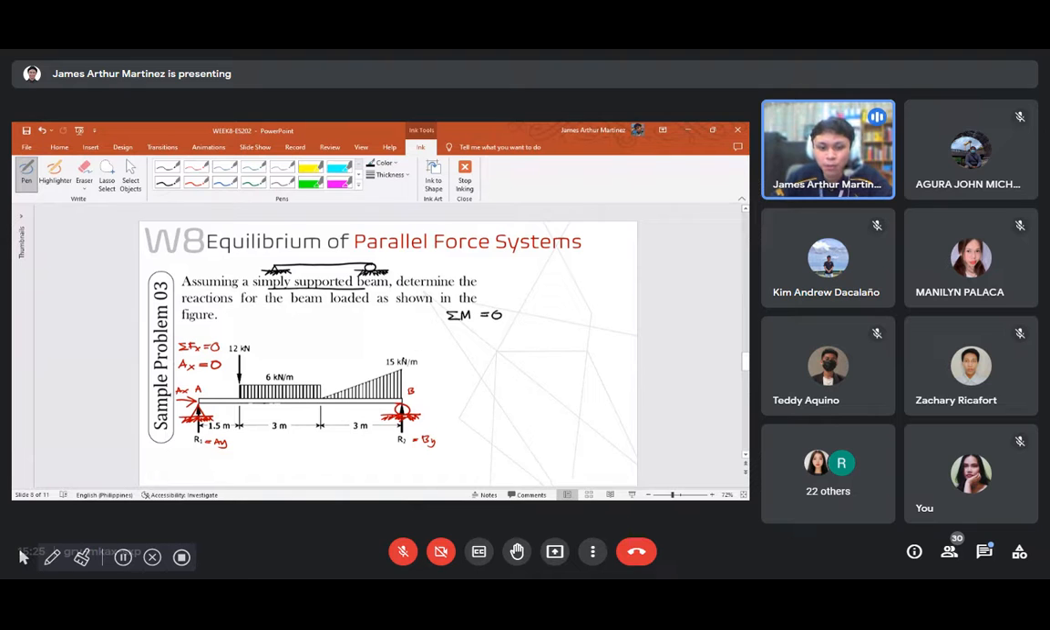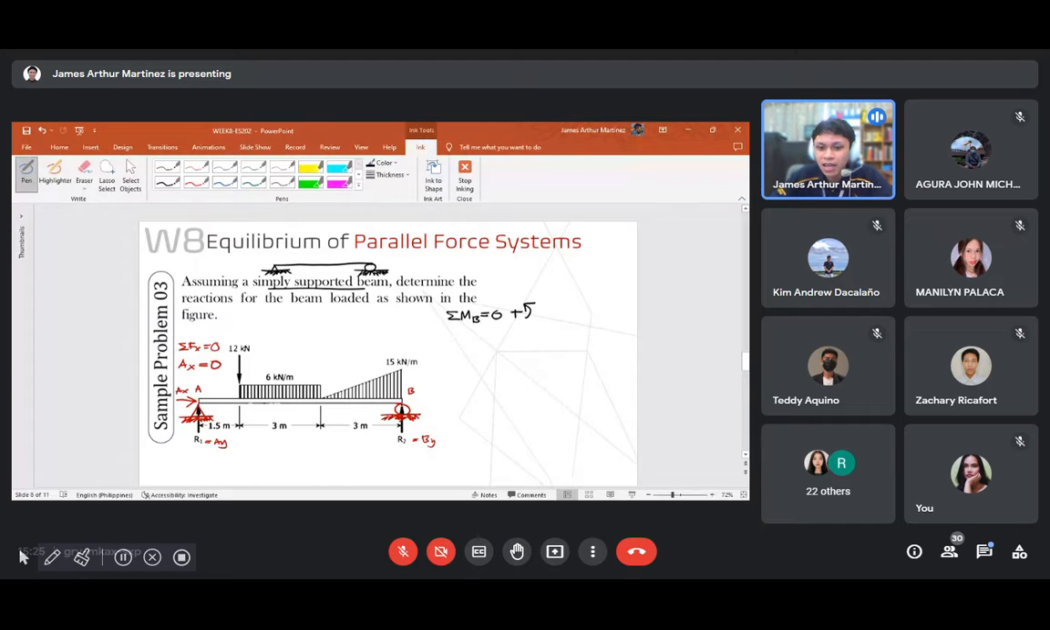So, where do we take moment? Of course, I have mentioned that hinge and roller supports don't have reactions or resistance to moment. That is why we can take moment at these points, at the roller support and at the hinge support. So, it depends on you. For this case, it is more convenient to take moment at point B. So, by summation of moment at point B equal to 0, since that is a roller support, having counterclockwise as positive, let us have this one.